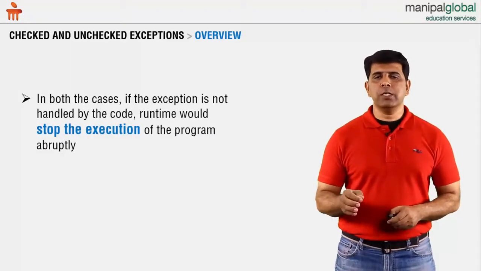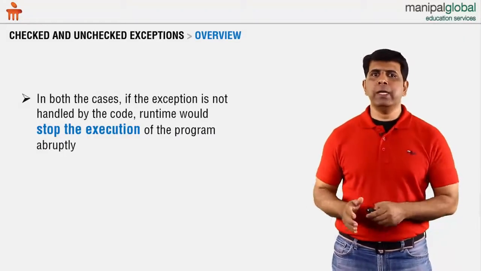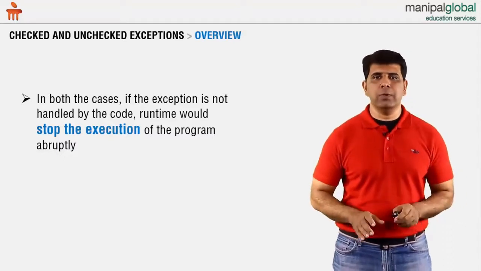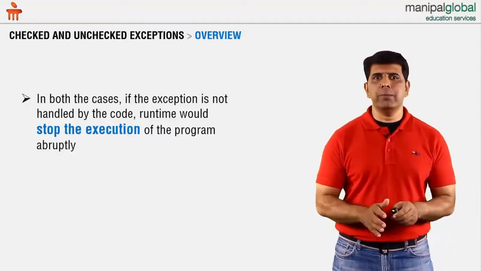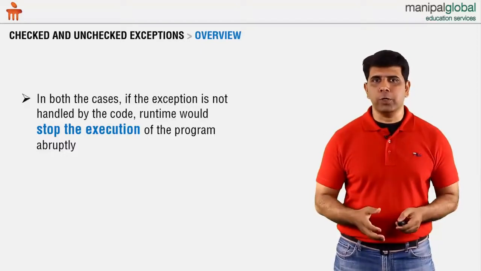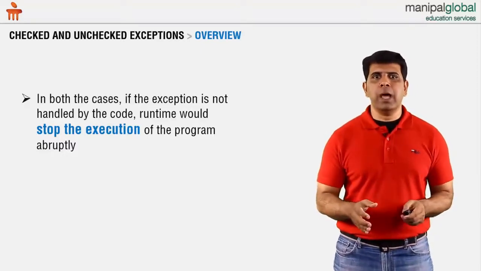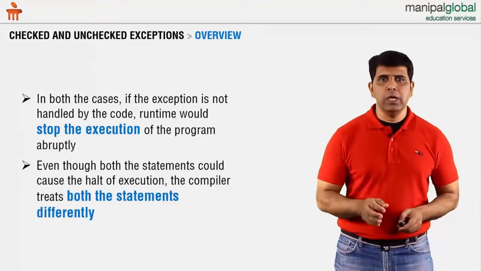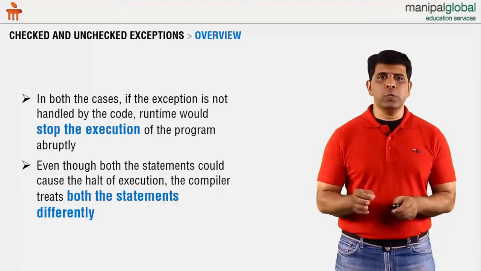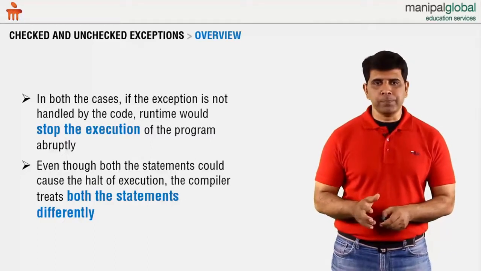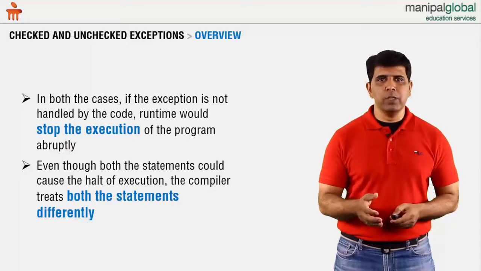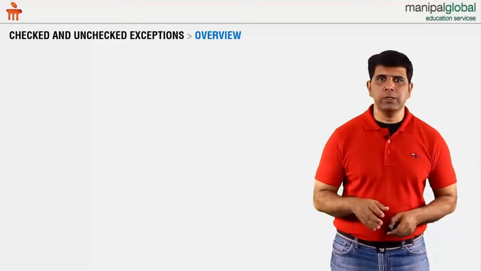In both cases, if the exception is not handled by the code, the runtime would just stop the execution of the program abruptly. That's a very bad thing for a user of the program, because you don't want the application to collapse, not for any reason. Even though both statements would stop the execution of the program, the compiler treats these two statements differently. Why is that discrimination?